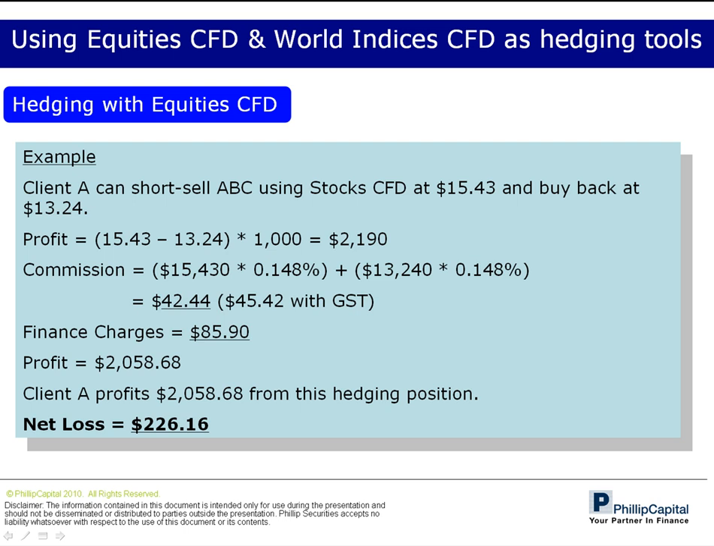This trade would have given client A a gross profit of $2,190. After taking into account commission of $45.42 and finance charges of $85.90, the net loss from this hedging position is only $226.16. This hedging trade has helped him to recoup some of the loss incurred previously. Do note that in the above two examples, we have assumed bearish conditions, and in some cases he could have lost more than what he invested in his trades.